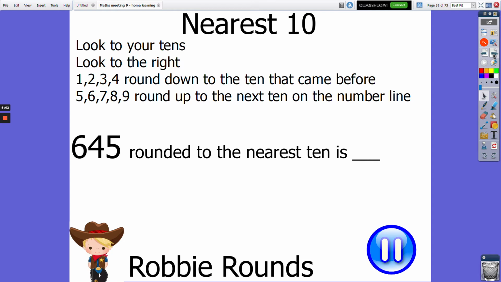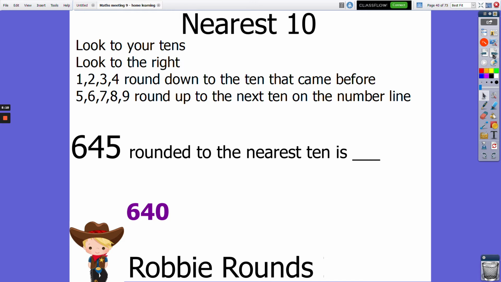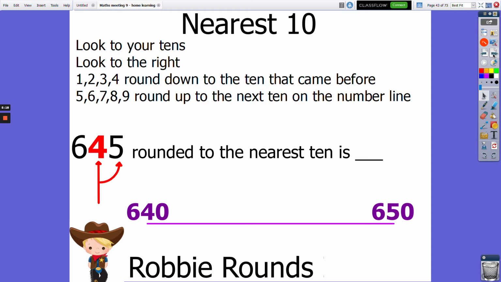Okay, so when we round 645 to the nearest 10, we need to think, what two multiples of 10 does it fall in between? Well, it falls in between 640 and 650, somewhere between the two of them. Okay, and when we're rounding to the nearest 10, we need to look at the ones column to tell us whether we round up or round down.